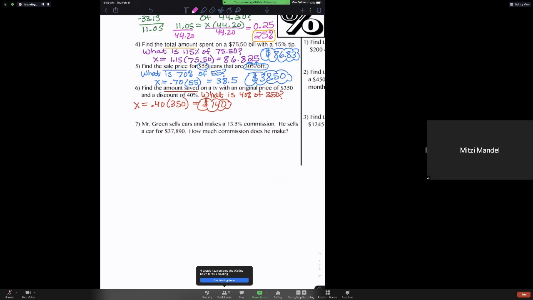So they make a commission. So this one says, Mr. Green sells cars and makes 13.5% commission. He sells a car for $37,890. How much commission does he make? So all we want to know here is, what is 13.5% of that car, the price?